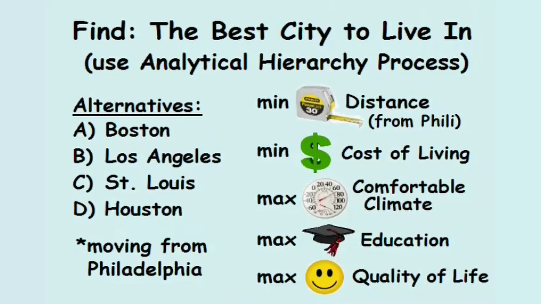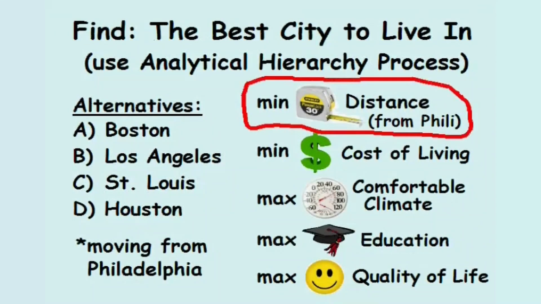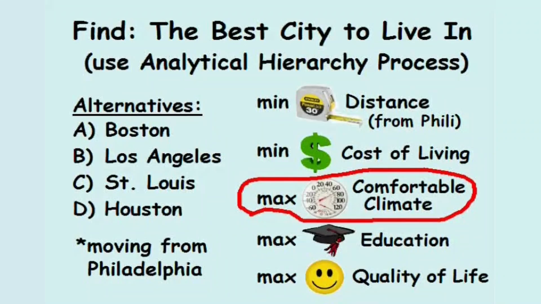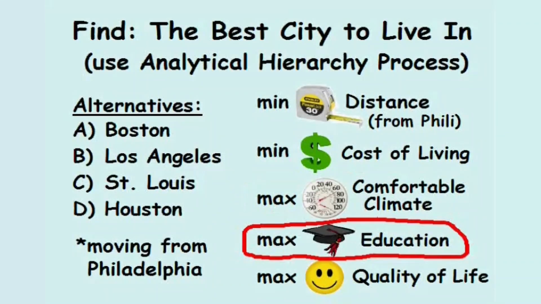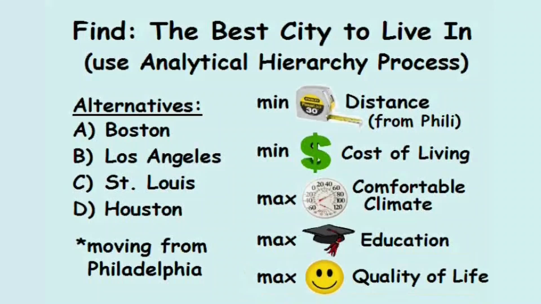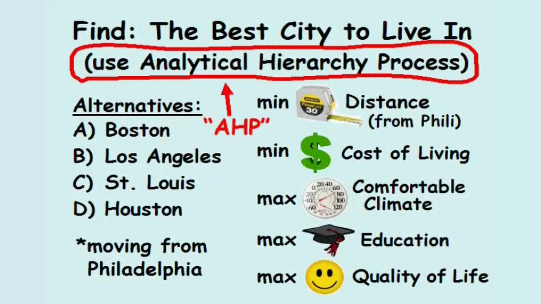The 5 criteria and their desirable values include a short moving distance to the city from Philadelphia, the lowest cost of living, the most comfortable climate, the highest quality of education, and the highest quality of life. Needless to say, the assumptions, weights, and relative priorities in this problem are subjective and only used as an example to demonstrate the analytical hierarchy process.